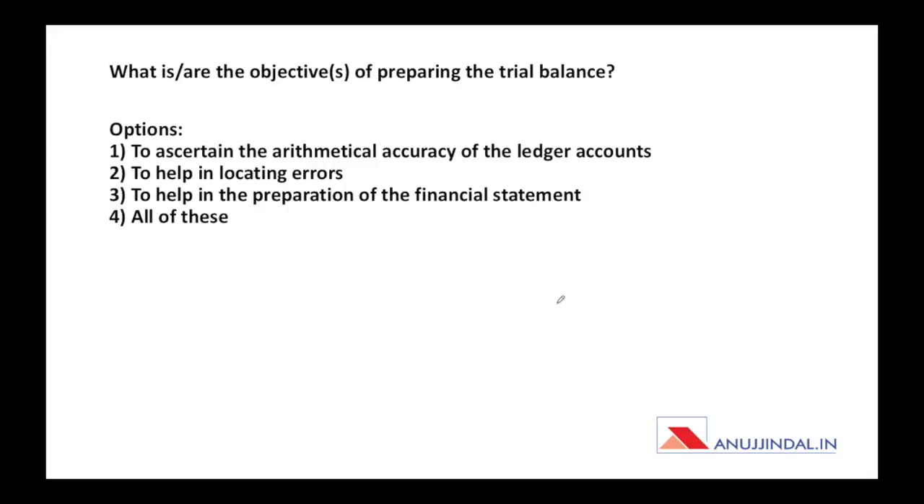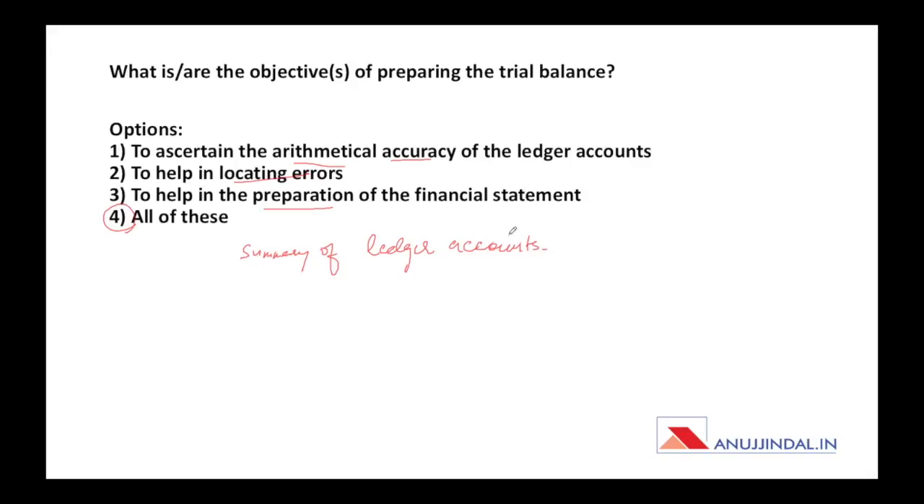The three objectives that are written here, that is, number one, to ascertain the arithmetical accuracy of ledger accounts, to help in locating errors, to help in the preparation of financial statement. All three objectives are the objectives of trial balance. So the answer is four, all of these. There is another objective, that is the fourth objective, that says to obtain summary of ledger accounts. So that is also an objective of trial balance.